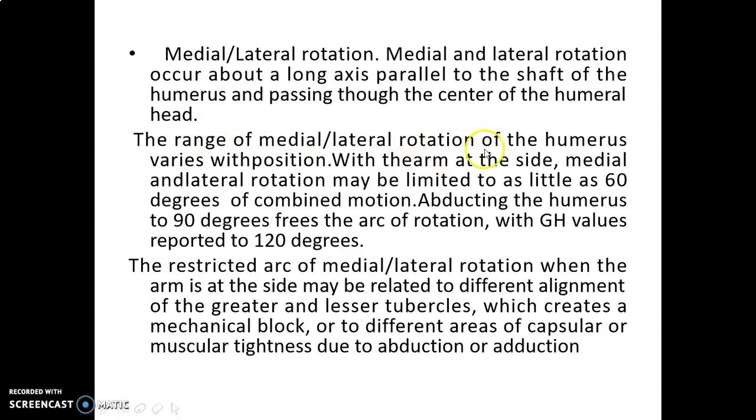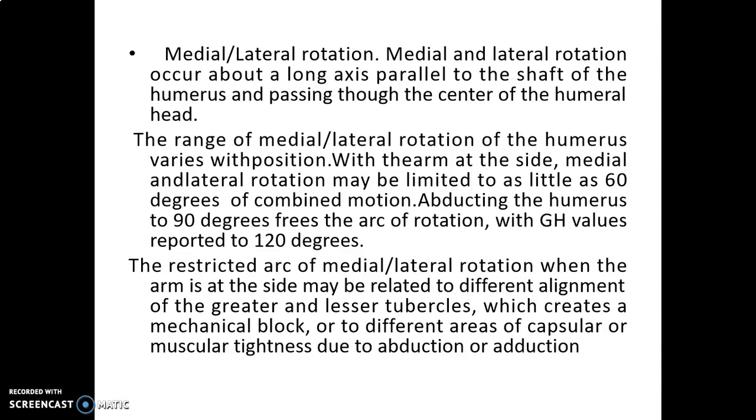Now, the range of medial and lateral rotation of the humerus varies with position. This movement can happen in various positions, with respect to the osteokinematic position of the humerus over the scapula. With the arm at the side, that is a dependent position, the medial and lateral rotation may be limited to much less, about 60 degrees of combined motion. That is, both medial and lateral rotation together give 60 degrees of combined motion.